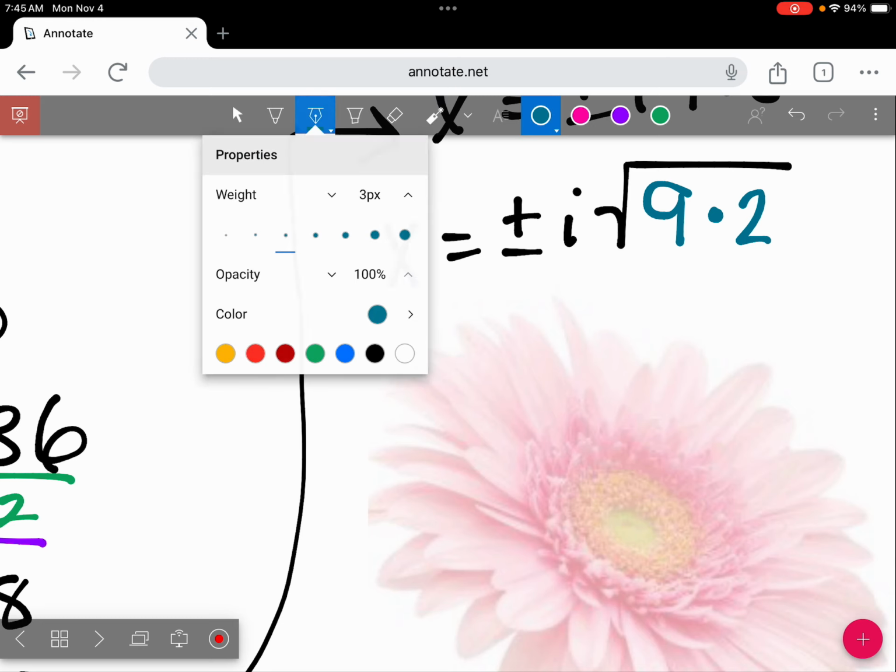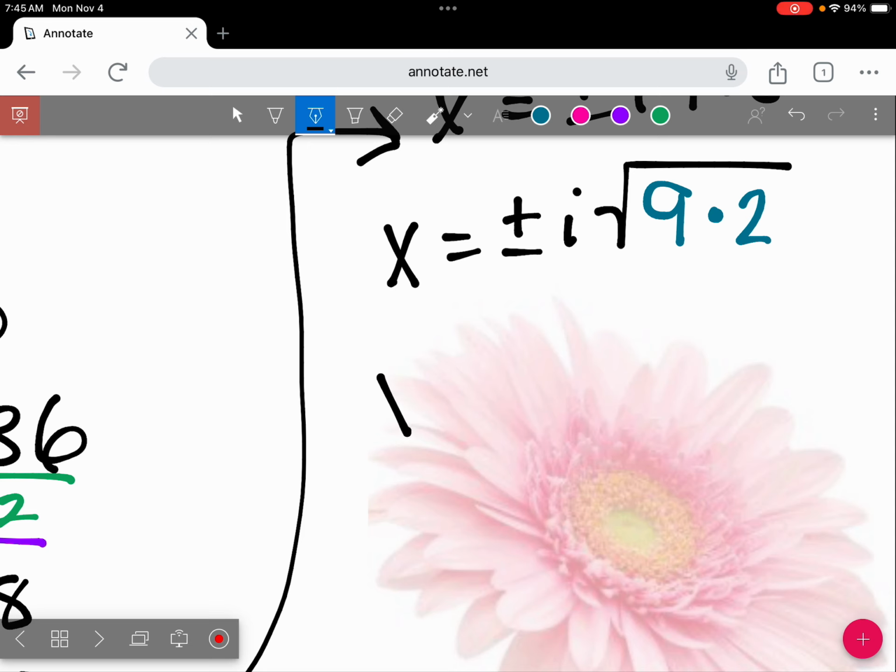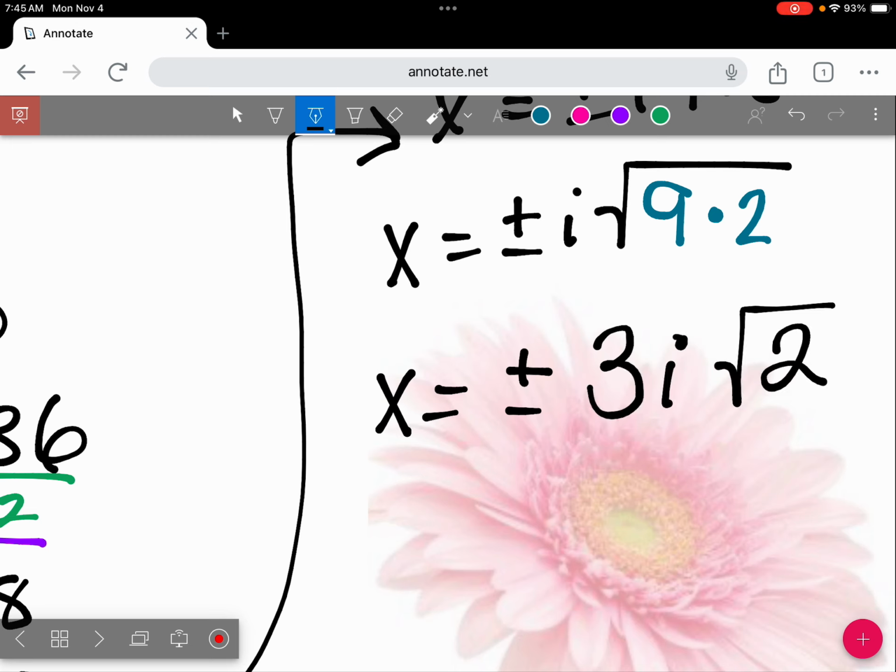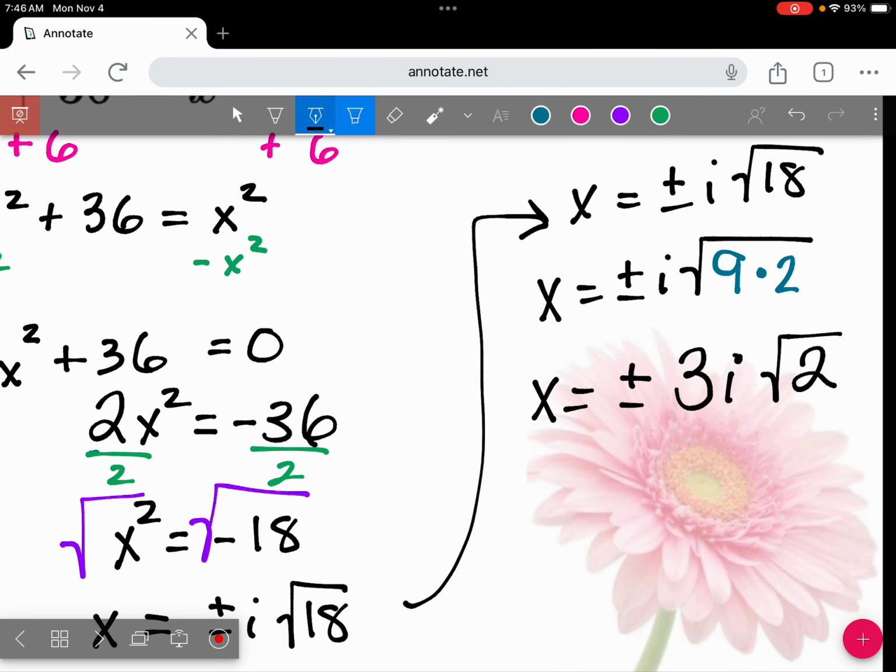So our final answer should be x equals plus or minus, my square root of 9 is 3, and we have that i, and I have a leftover square root of 2. So it is an ugly, ugly answer. This is my answer. It is not pretty, but it is correct. Do we have to simplify it? We have to simplify it.